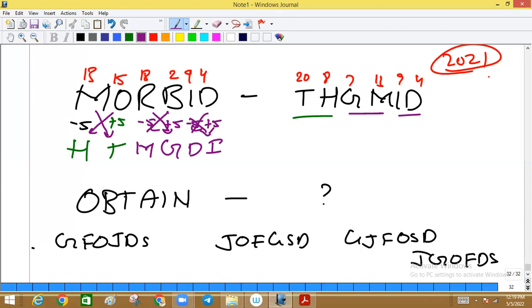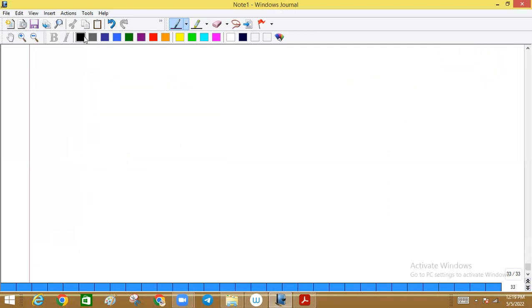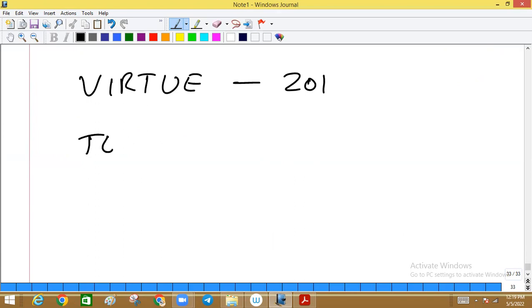Write down. In a certain code language, don't write all these things, just: virtue. This is also a 2020 difficult question. Virtue is coded as 201 and tragedy is coded as 218. Then how is profane coded?